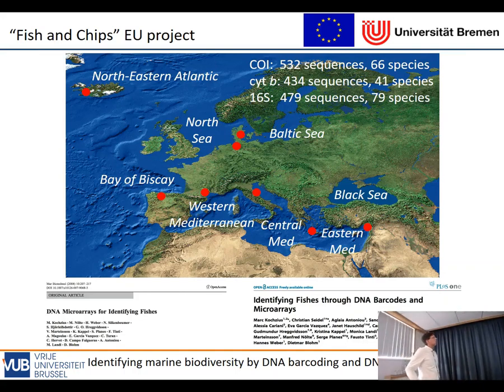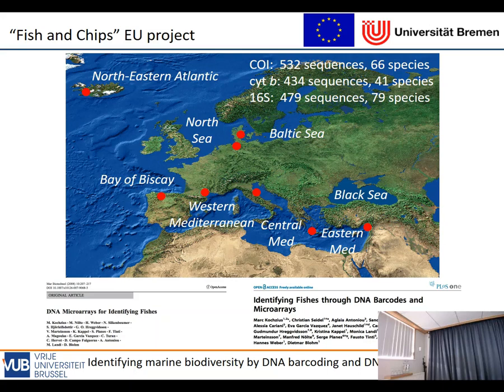And some years ago, in an EU project which was called Fish and Chips, we developed microarrays for the identification of fish species. We had a consortium with partners from all European seas to cover the whole distribution range of fish species we wanted to study. And then we used also different marker genes. We used CO1.